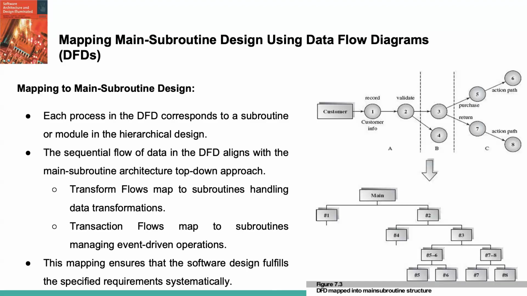Transform flows map to subroutines that handle data transformations. For example, if a DFD process involves converting XML data to JSON, we can create a specific subroutine to handle this transformation. This approach keeps our code focused and organized.